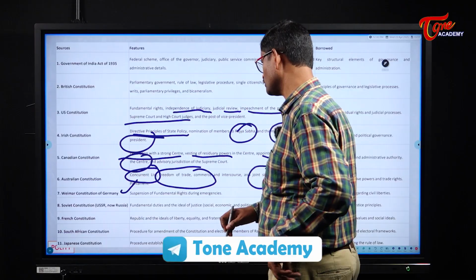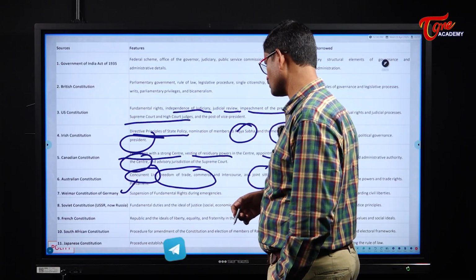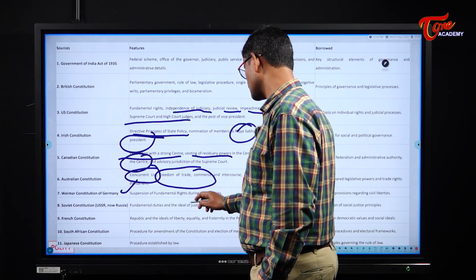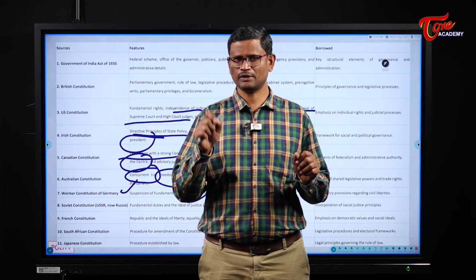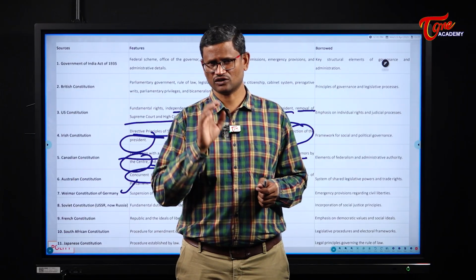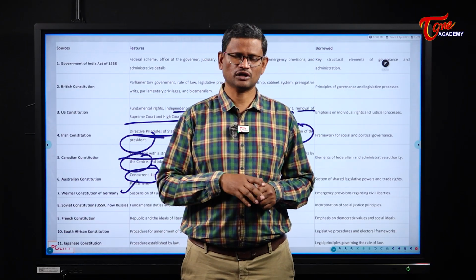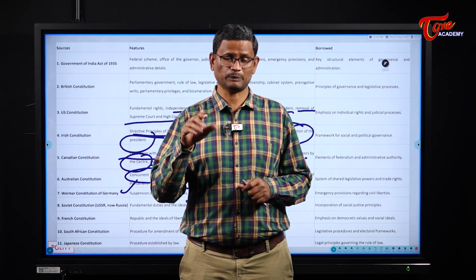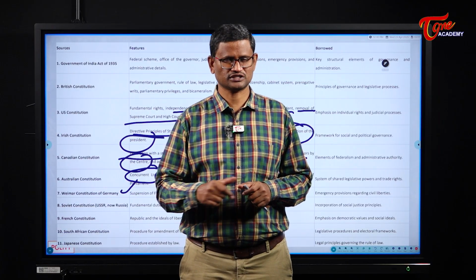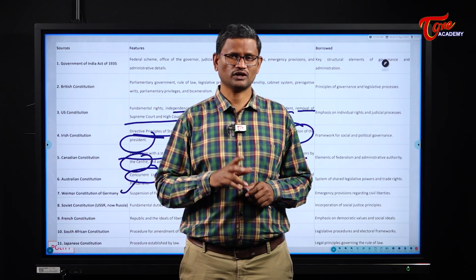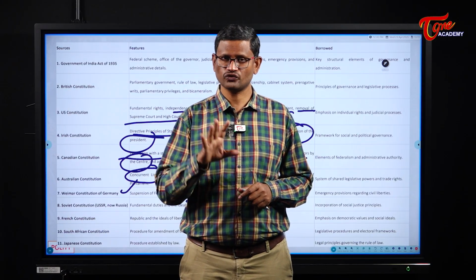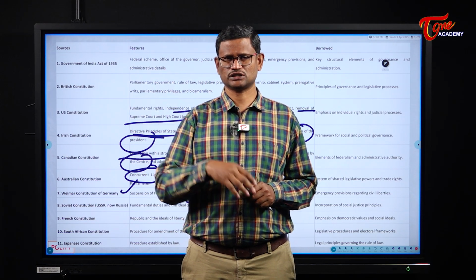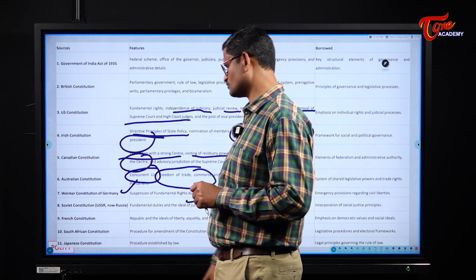Then when it comes to the Constitution of the Soviet Union, now today called Russia, two ideas were taken from it. One is fundamental duties, 51A, Part 4A. And the political, economic and social justice which is laid down in the preamble and in the directive principles of state policy, this is borrowed from the Constitution of the Soviet Union.